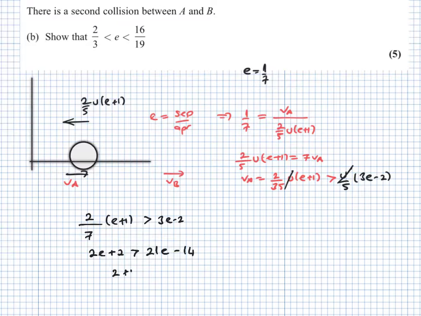So 2 plus 14 would be greater than 19e. 16 is greater than 19e. If we divide both sides by 19, e will be less than 16 over 19.